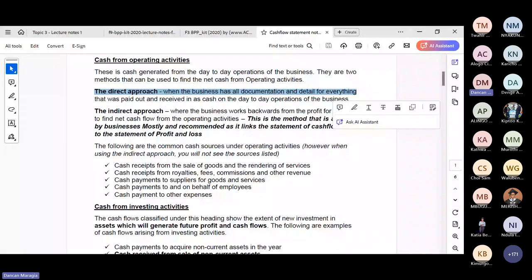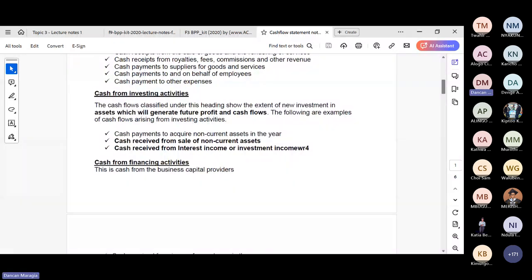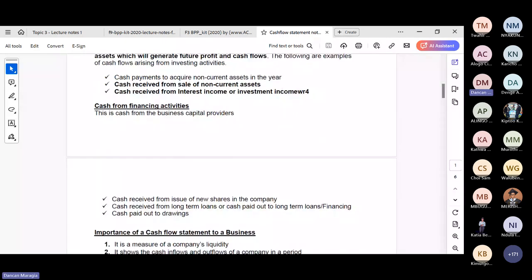Those are the concept of operating. But as I said earlier, investing is the concept of non-current assets: investments in them, selling them, or the interest or income received from those investments. Then for financing activities: issue of new shares, long-term loans, cash paid as drawings, or dividends, in short.